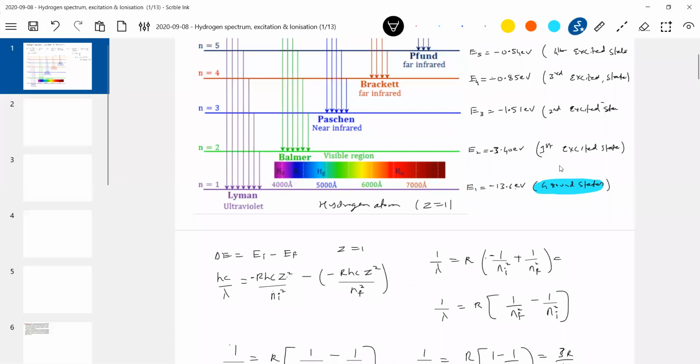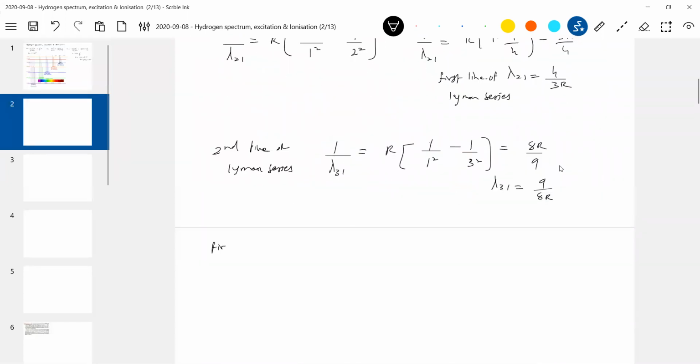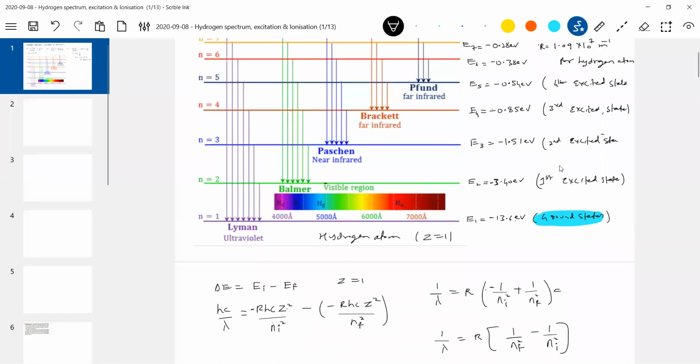Similarly, first line of Balmer series. The first line of Balmer series will come in the visible region. First line of Balmer series means n equal to 3 to n equal to 2. It will make a transition from 3 to 2. What should be the final and initial? What will be the final state? This will be the final state. This was the initial, no? This will become the first line.